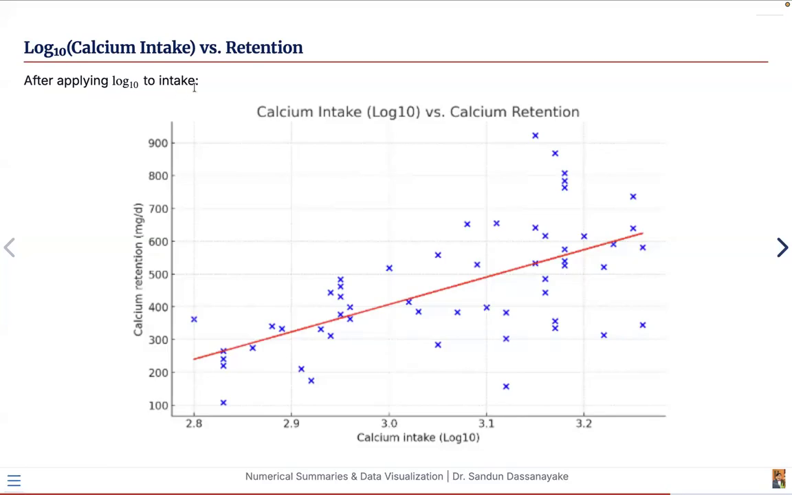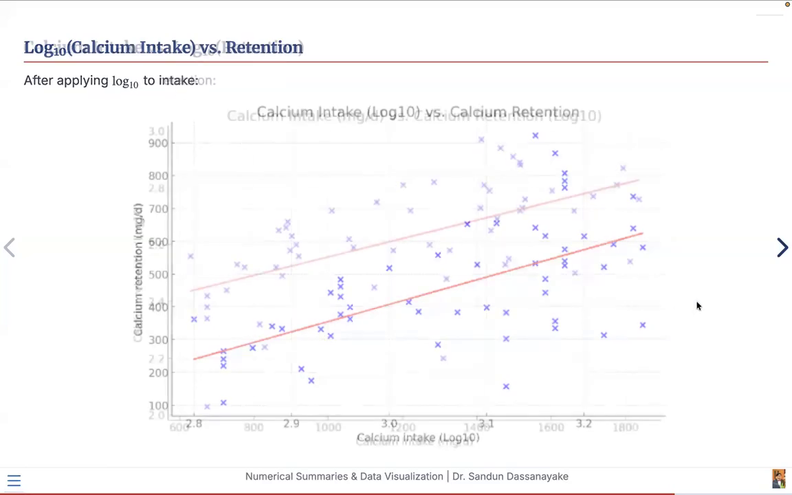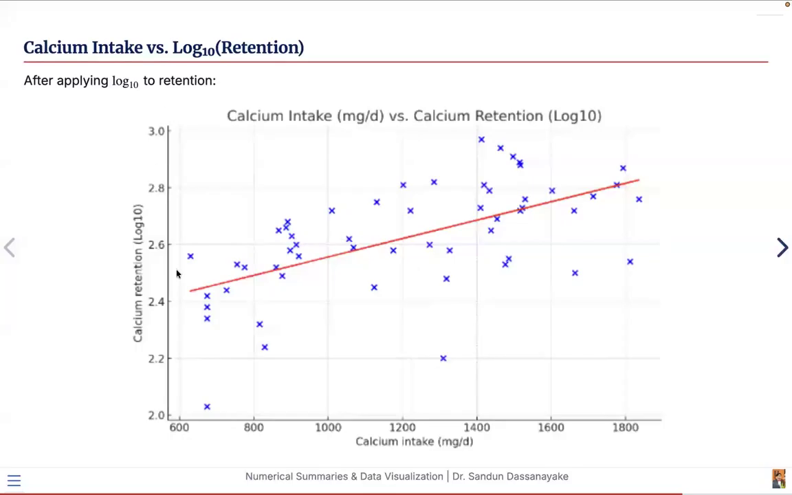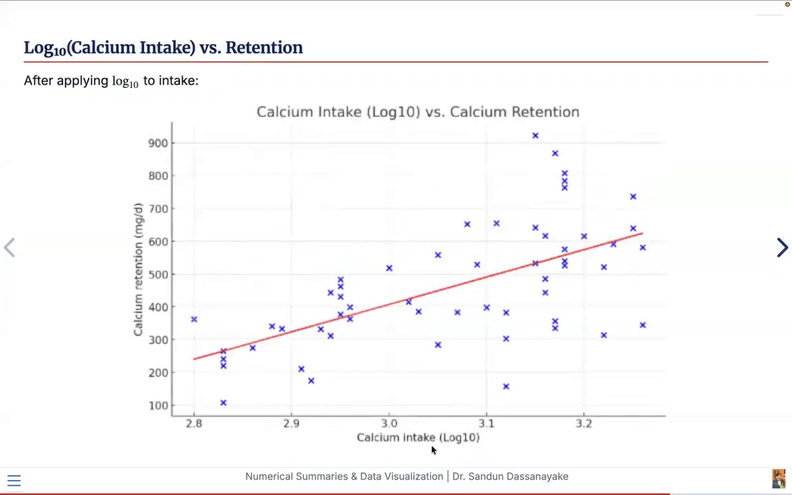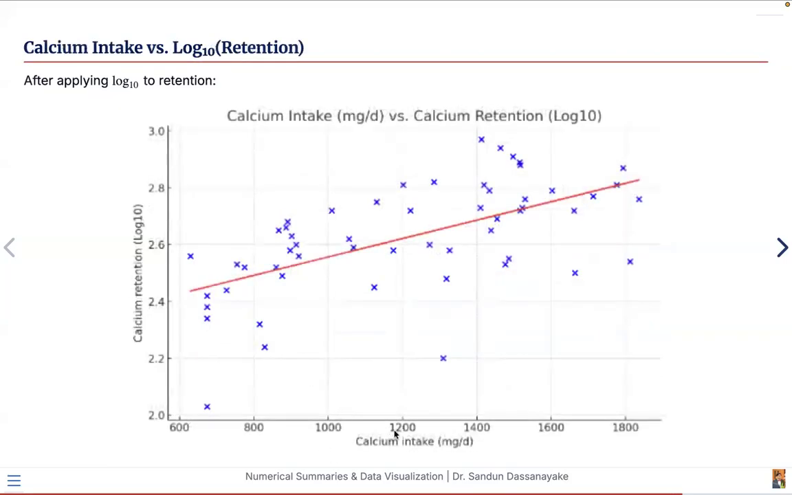After applying log 10 to intake, you get this. Applying log 10 to retention, you get another one. So here the y-axis gets the log 10. Yes, log of the y-axis, and the x-axis has the normal values. Previously, x-axis log, y-axis no log. Here, x-axis no log, y-axis log.